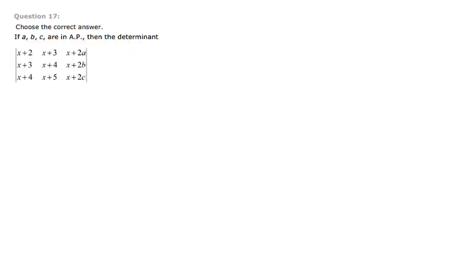The question is, choose the correct answer. If a, b, c are in AP, then the determinant with rows (x+2, x+3, x+2a), (x+3, x+4, x+2b), (x+4, x+5, x+2c). There are 4 options given to you. First option is 0, second option 1, third option x, and the fourth option 2x. The given condition is a, b, c are in AP. Since a, b, c are in AP, the common difference will be the same, means b - a = c - b.